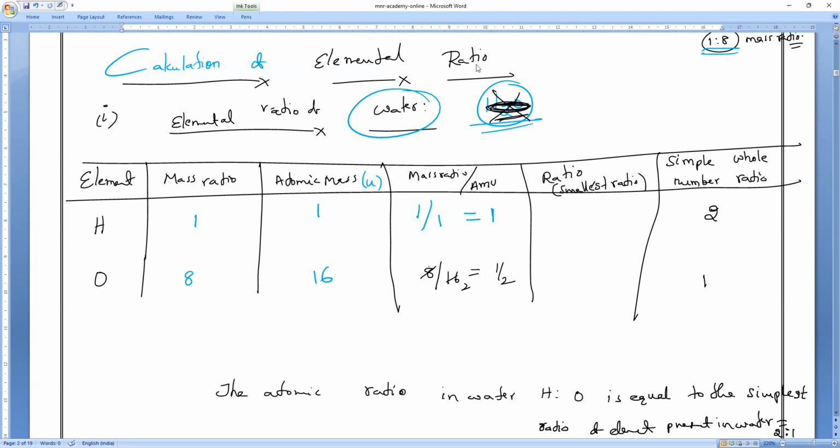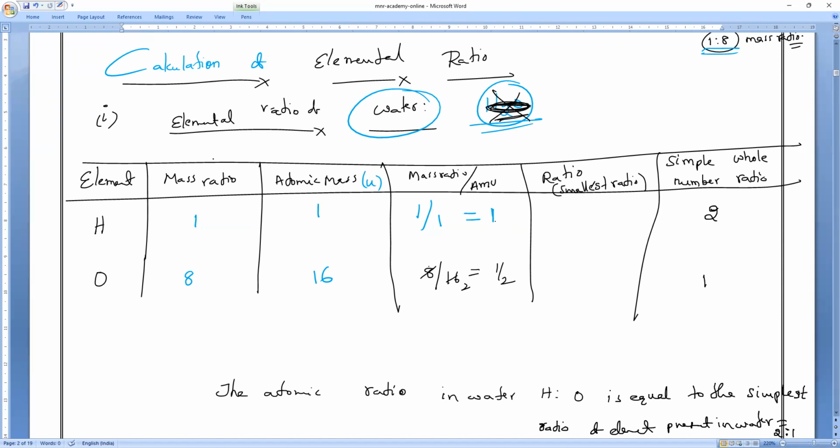Very simple. You can understand. The third box, what is there? Atomic mass only. I have written hydrogen atomic mass is 1, oxygen atomic mass is 16. In the fourth box, I am doing the ratio: second box divided by third box, that is, mass ratio divided by atomic mass. 1 by 1 is 1. Next, 8 divided by 16. 8 ones are 8, 8 twos are 16, so 1 by 2. Understood? Clear?